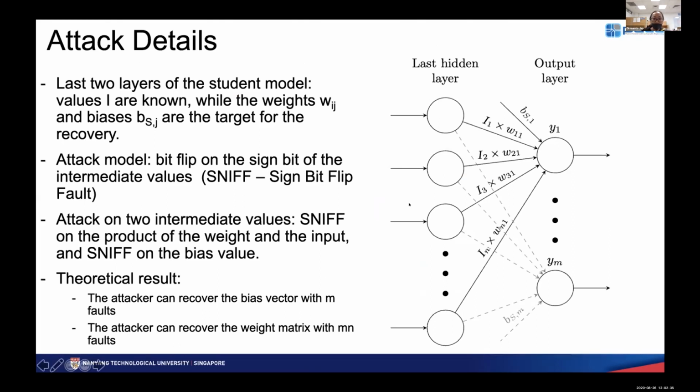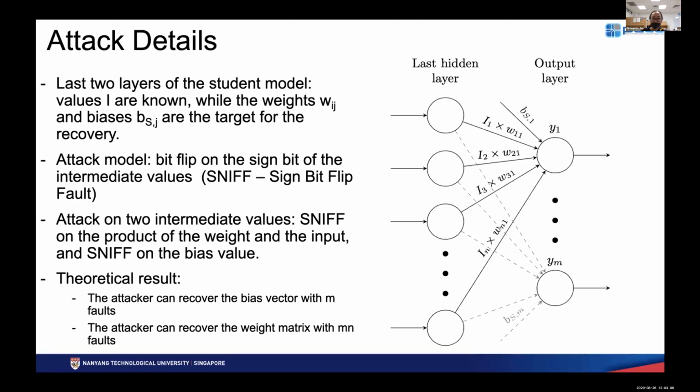So the attacker focuses on attacking two intermediate values. First is to change the sign of the product of capital I and W. And the second is to change the sign of the bias. And we can show it theoretically. The attacker can recover the bias vector with M faults. Here M is the number of neurons in the output layer. And the attacker can recover the weight matrix with M times N faults. And N is the number of neurons in the last hidden layer.